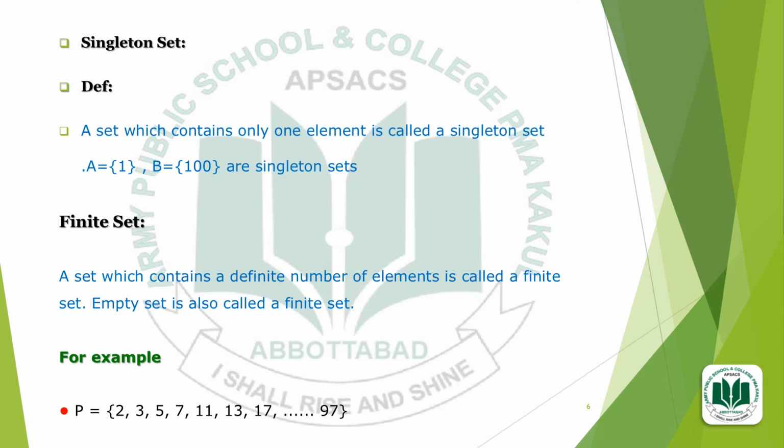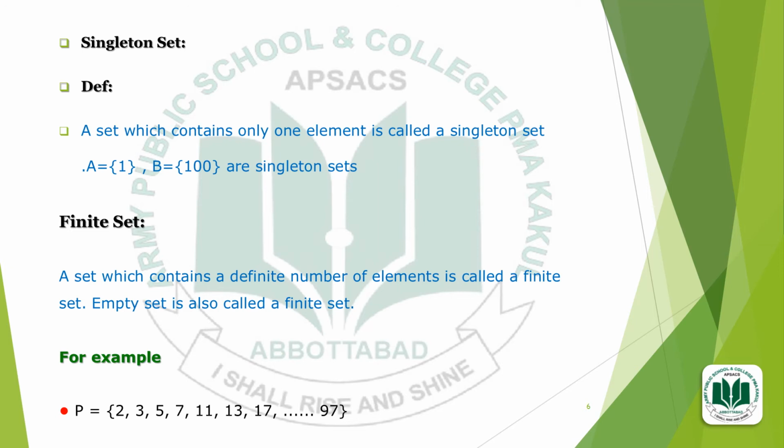Next type is singleton set. Singleton, single means one. A set which contains only one element is called a singleton set. For example, A = {1}, B = {100} are singleton sets. As we can see that set A contains only one element and set B also contains one element. So we can say set A and set B are singleton sets.